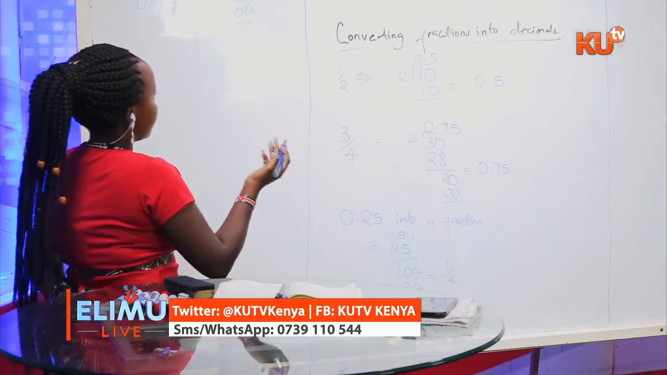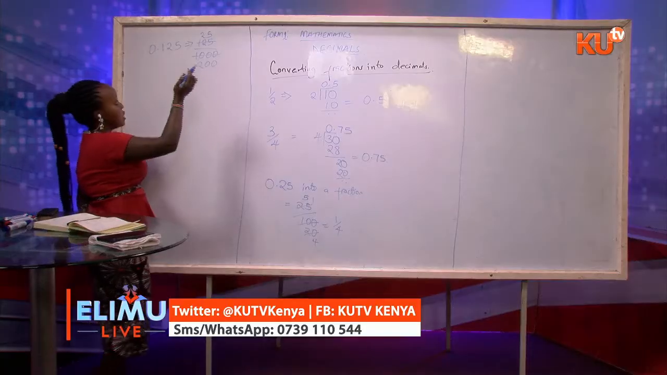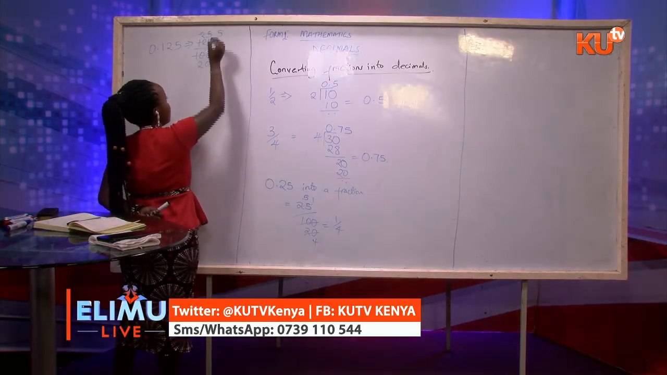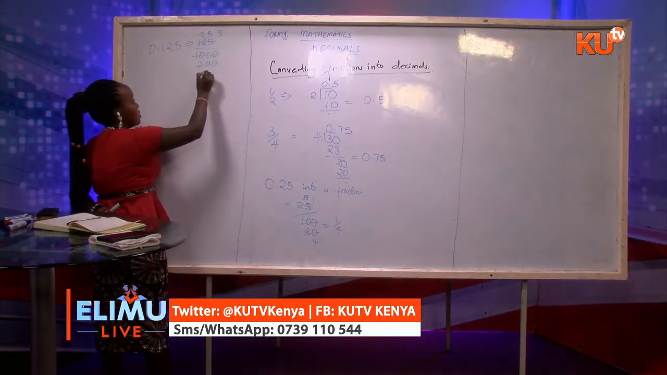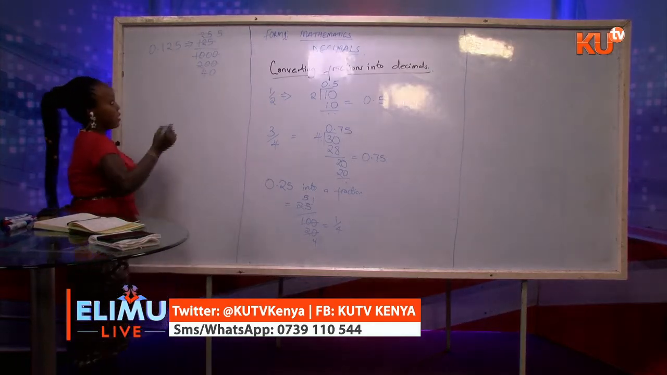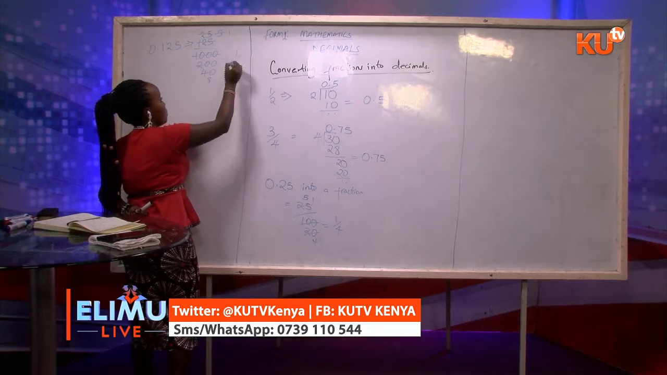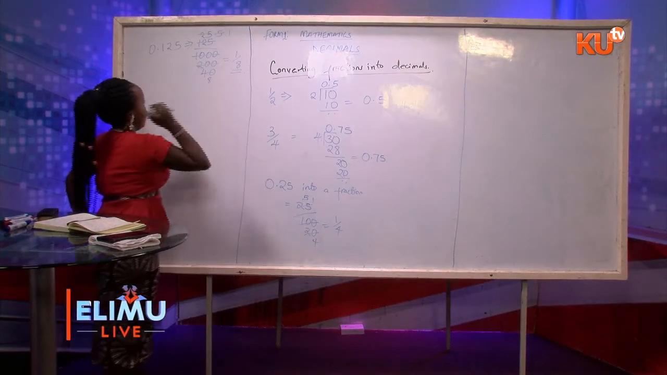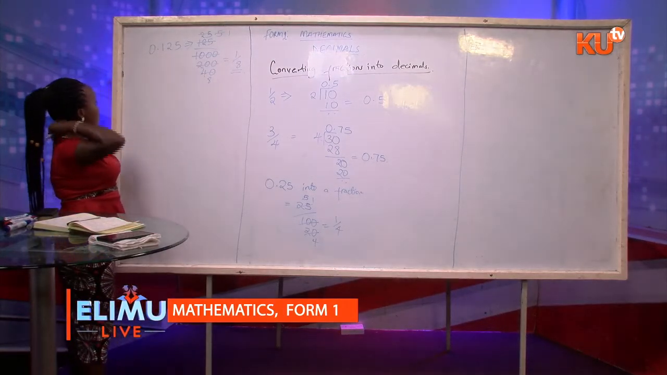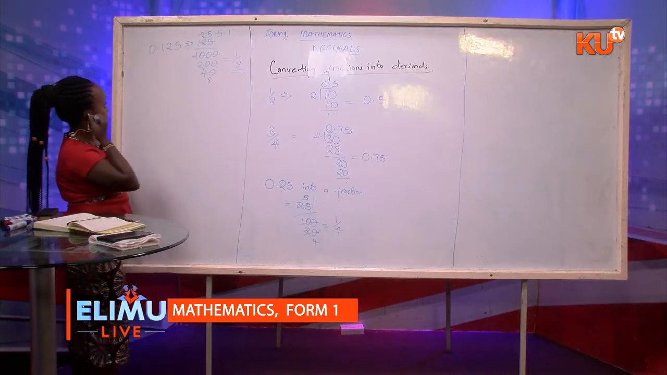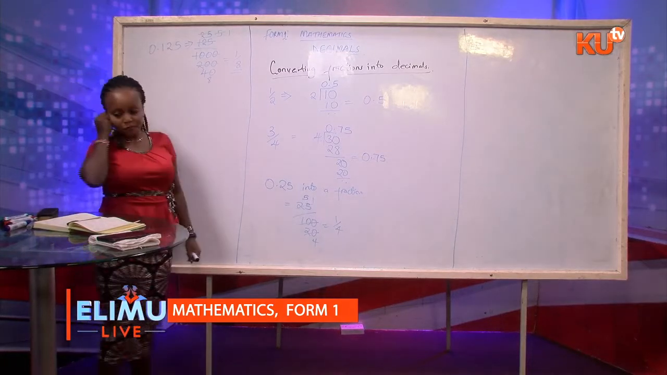We cannot still leave it at that point. We have to divide further. By 5, this will be 5. By 5, this will be 40. Then again, by 5, 1. By 5, this is 8. So we have found that our number 0.125 as a fraction is 1/8.